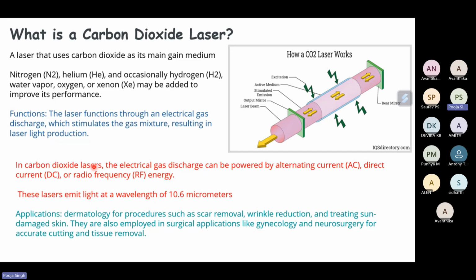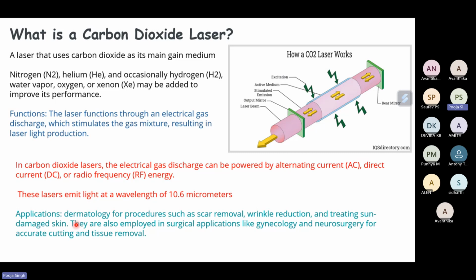Okay. So in the carbon dioxide laser, the electric gas discharge can be powered by AC. So basically for CO2, this gas discharge occurs because of the AC. We apply AC voltage, and the DC current or radio frequency energy. Okay. Here you can see in the figure also the laser beam output, stimulated emission, and the active medium inside your laser.